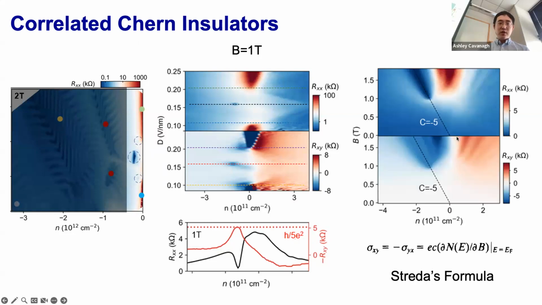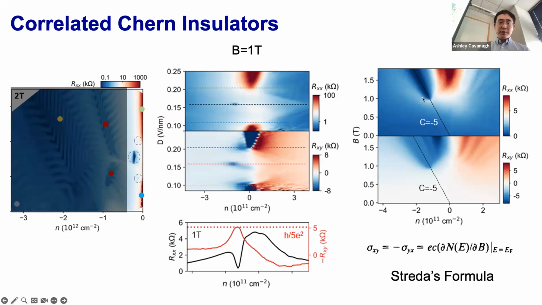Another way to see the Chern number 5 or -5 is you stay at the same displacement field and you change the charge density and the magnetic field at the same time to perform the so-called Landau fan scan. And you get this state here that has a slope according to the Streda formula. It also has a Chern number of -5.